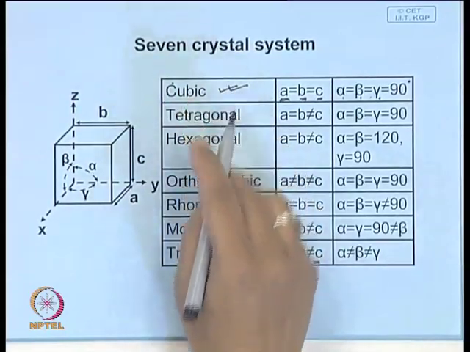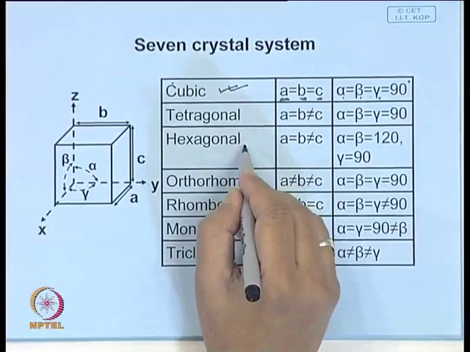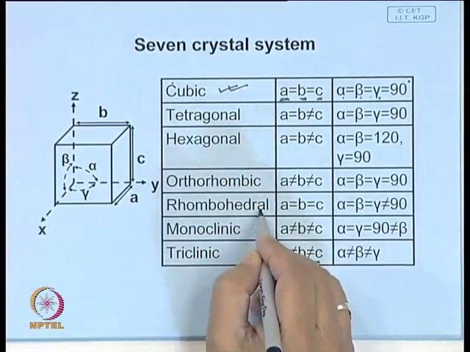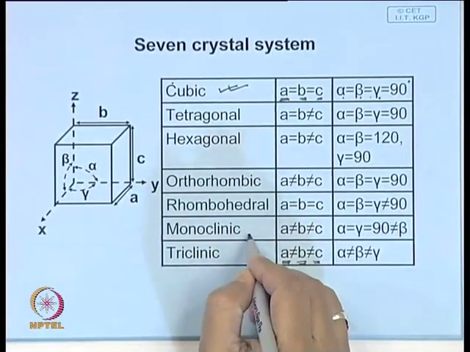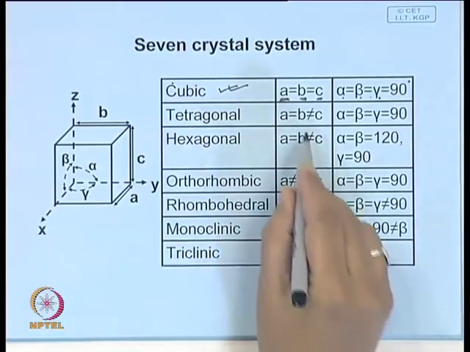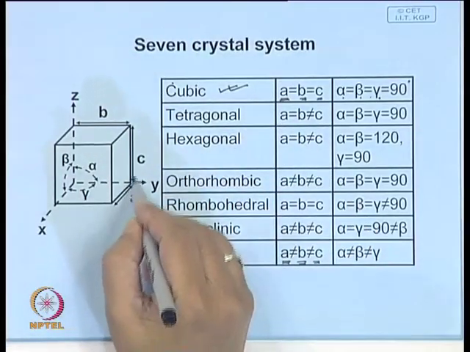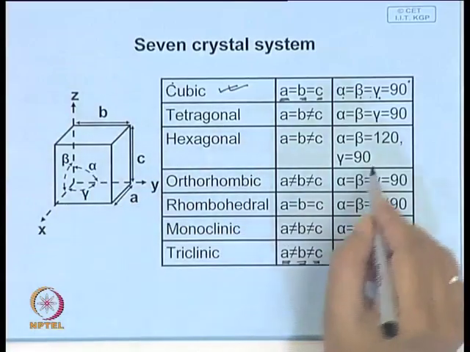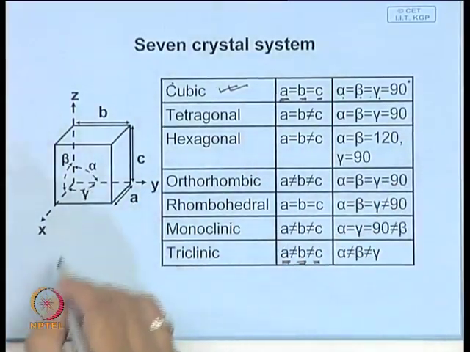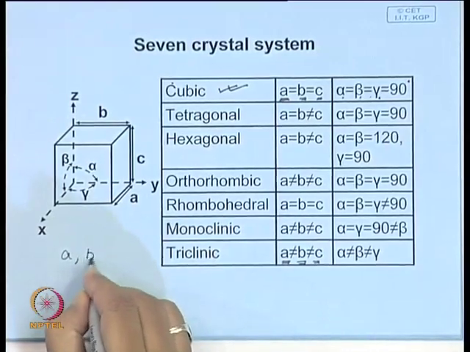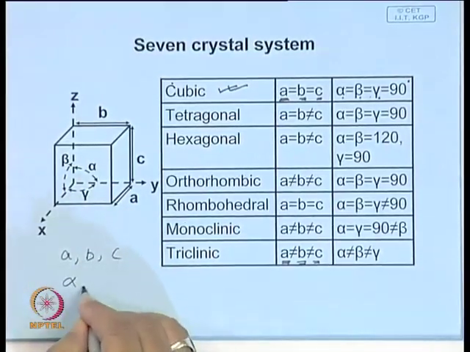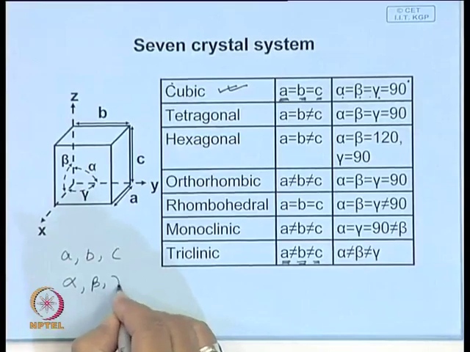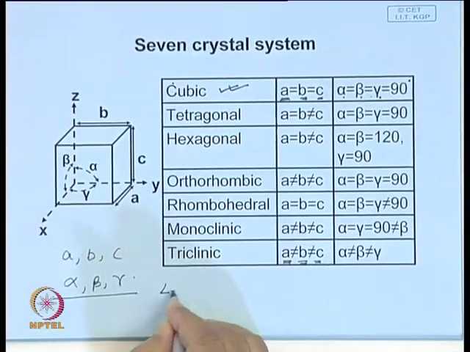And in between, you have tetragonal, hexagonal, orthorhombic, rhombohedral and monoclinic. The relationships between a, b, c and alpha, beta, gamma are listed here, and these values are called lattice parameters. So, a, b, c and alpha, beta, gamma are called lattice parameters.